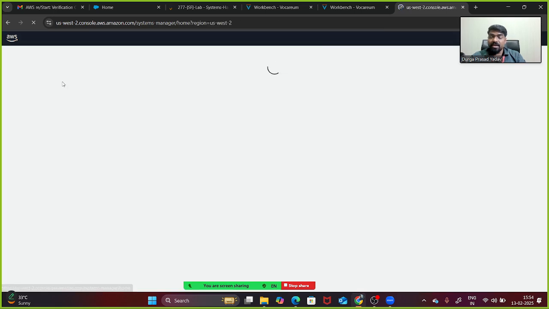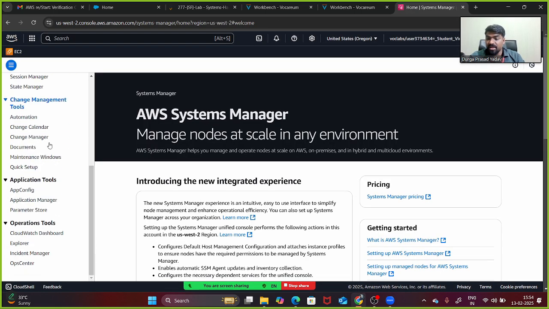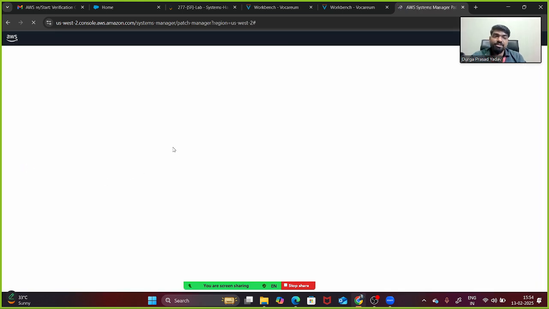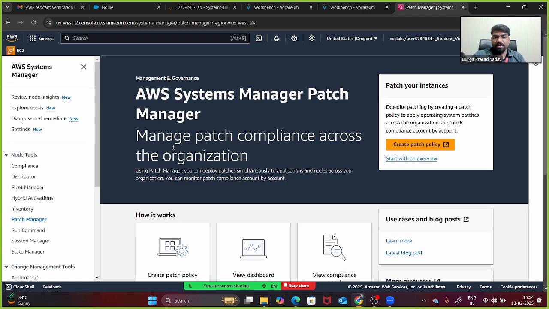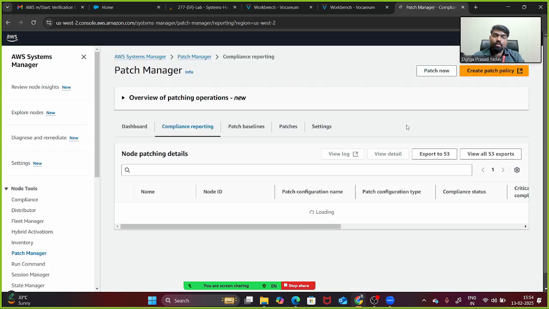Now if you go back again to the system manager, and find the patch manager here, by using the patch manager only you will apply the patches to those operating systems or those systems which we do have here, right? So here, create patch policy, or you can just click on start with an overview. So we will click on start with an overview.